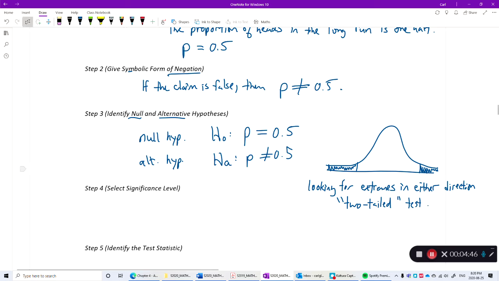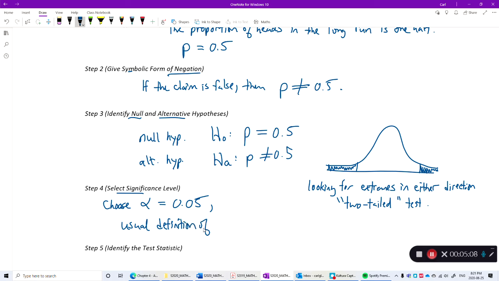Okay, significance level. What do we choose as the significance level, which is alpha? And here we're just going to choose the default, what we usually choose, which is 5%, which is the usual definition of unlikely. We do that unless told otherwise.